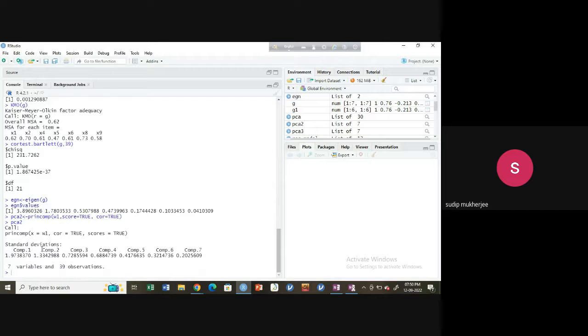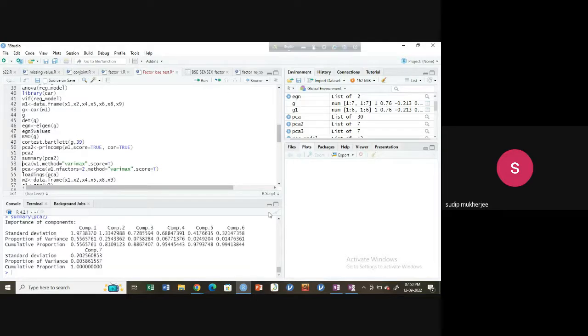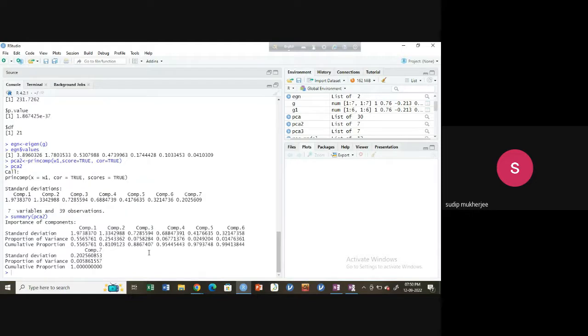These are the components, standard deviation. I will show you the summary. It is more easy for you. Line number 52. Summary of PCA2, let me just see. This is the cumulative percentage explained by each component. The first component, component one, individually explained 55%. The second component individually explained 25%. The third component individually explained only 7%. Similarly 4, 5, 6, 7.